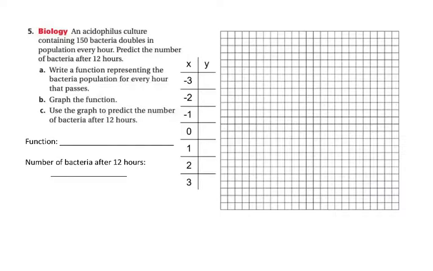And then the last one here is kind of giving you this biology example. So it's saying, hey, if you had 150 bacteria, which is actually your A value, and it doubles, which is your B value, every hour, we're going to predict the number of bacteria after 12 hours. So they want you to graph it and also write a function because of this A and B. Graph it, and then use that graph that you have to predict what's going to happen after 12 hours. Usually you can use the equation, it's easier.